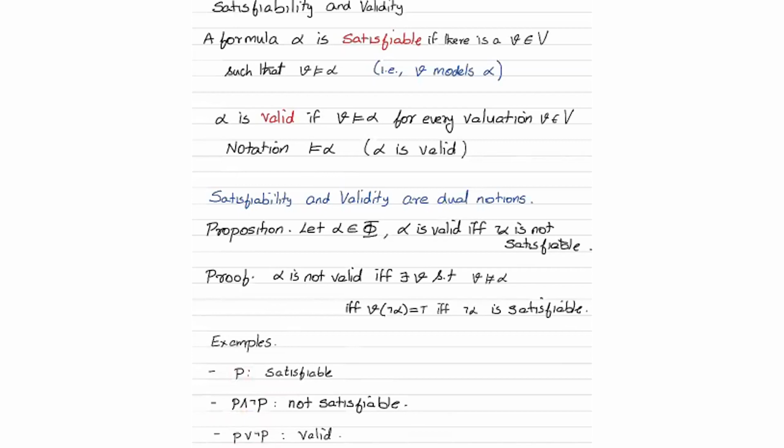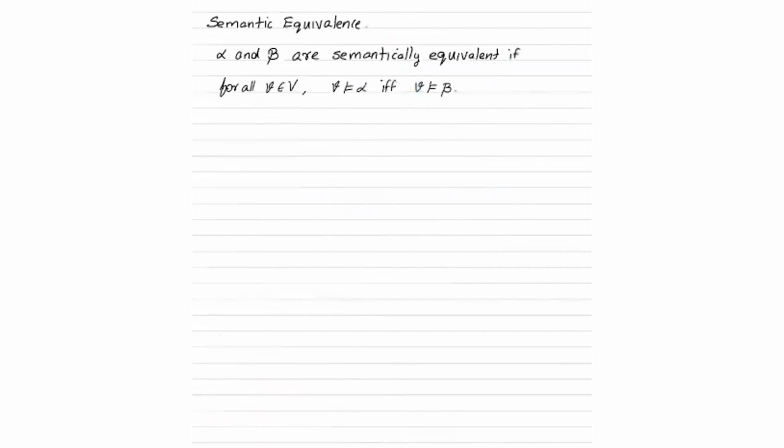There is this important notion of semantic equivalence, which is very simple. We say that two formulas, alpha and beta, are semantically equivalent if for all valuations, the valuation satisfies alpha if and only if the valuation satisfies beta. So basically, the meaning of alpha and beta are the same. It might be syntactically different. That's the notion of semantic equivalence.